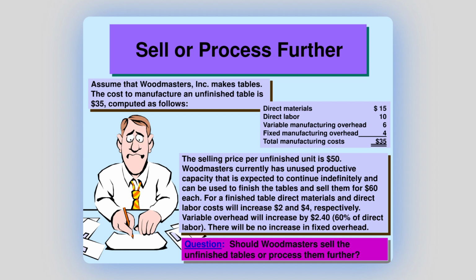Plus, if it is processed further, what will we do? Of course, sell them at 60. The 50 was earlier. Of course, the price will go up, 60 pesos. For the finished tables, direct materials and direct labor will increase by 2 and 4 respectively. So, direct materials become 15 plus 2, direct labor 10 plus 4. Variable overhead will increase by 2.40, 60% of direct labor, and there will be no increase in fixed costs. Okay? So, what is our decision? Should Woodmasters sell as is or process it further?